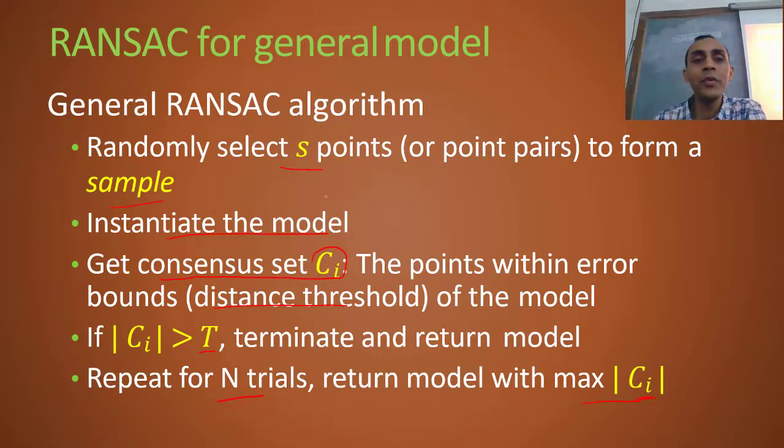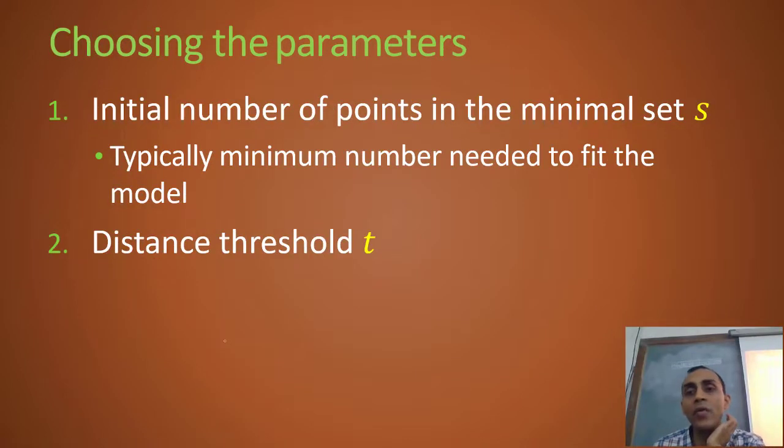But the problem is now we need to define what is our threshold. As we know how to fix the distance threshold, how to get the number of trials. As we have already talked about, that is fixed. We don't have to choose it. That depends on the problem, the model that we are trying to fit. How to find the distance threshold?